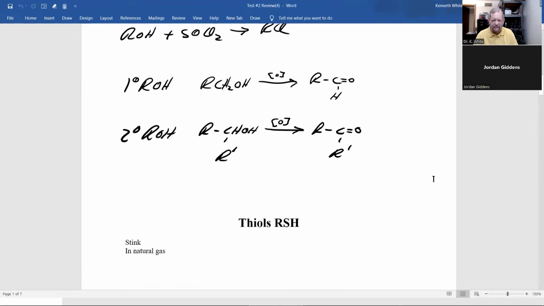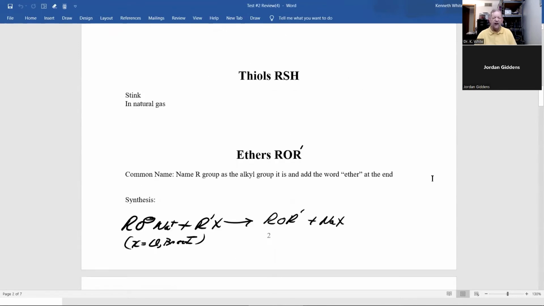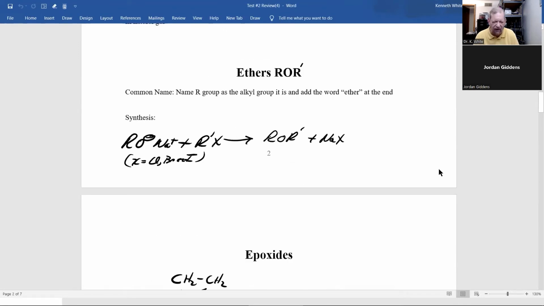Yesterday, I finished up with thiols. Let's talk about ethers. Ethers have this functional group, the ether. How do you make it?